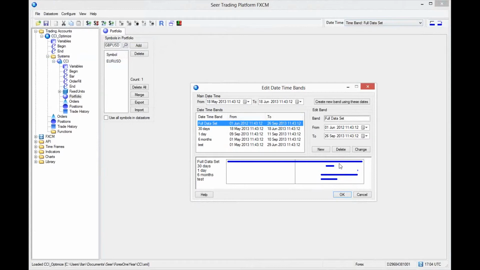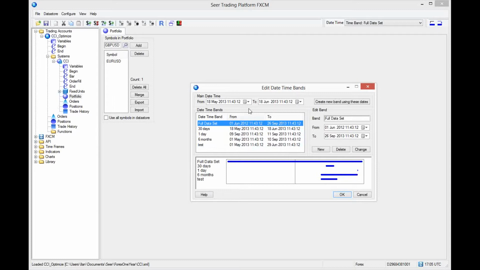And you can see it's visually represented here by this big blue line. And then I've defined a number of other data sets: a 30-day data set, a 1-day data set, a 6-month data set, and another test data set, which is just a few months in length. And of course, you can test whichever data set you want to test with. So this gives you the ability to define the data over which you want to test.